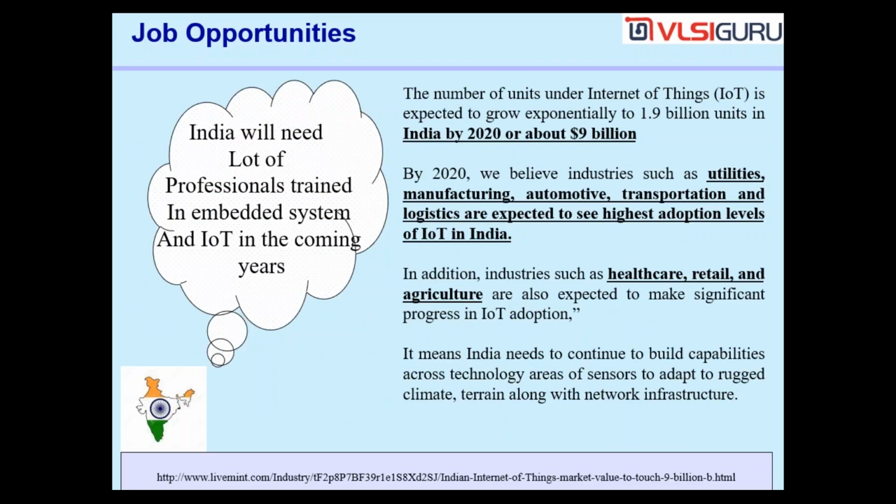So what are the job opportunities? As I mentioned earlier, the IoT field is rapidly growing in India. By 2020 itself, the number of devices is expected to grow to about 1.9 billion units. So in India itself, they are expecting a market of 9 billion. So definitely industries in the area of utilities and manufacturing will need IoT. Healthcare, retail, everybody will need IoT. That means definitely India will need more people who have skills in embedded systems and IoT going forward.